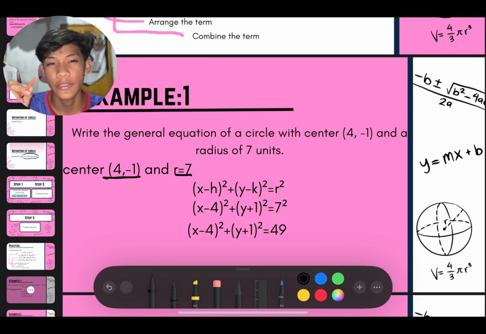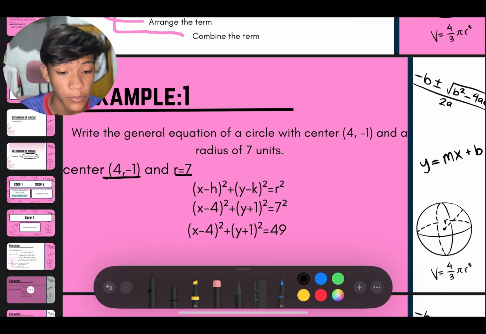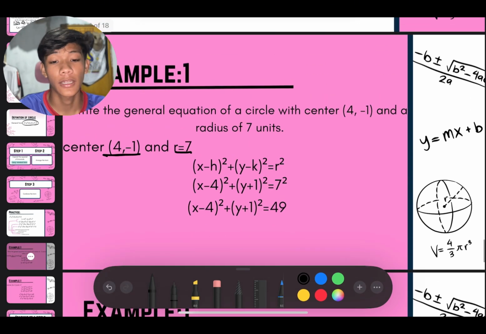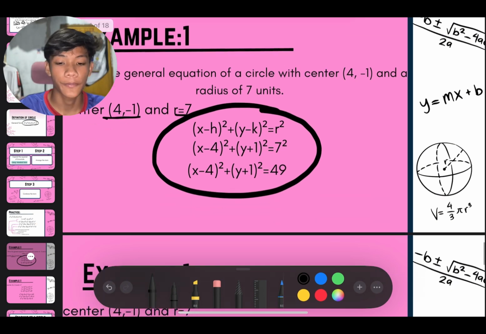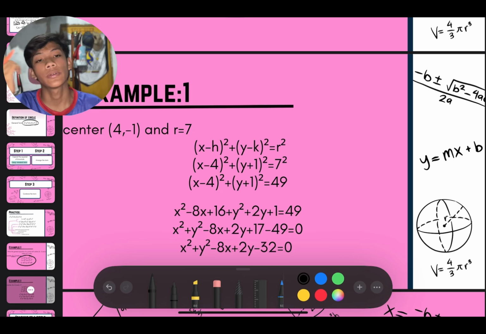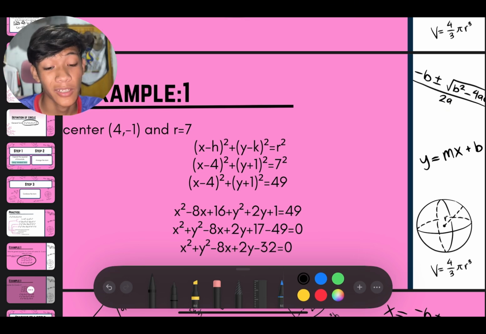So our first step, as mentioned earlier, is using the standard form, right? So let's get the standard form for this. x minus 4 squared plus y plus 1 squared is equal to 7 squared. So 7 times 7 is 49. So we got the standard form. Next, let's expand. So we apply our first step from earlier, which is to expand using the standard form.